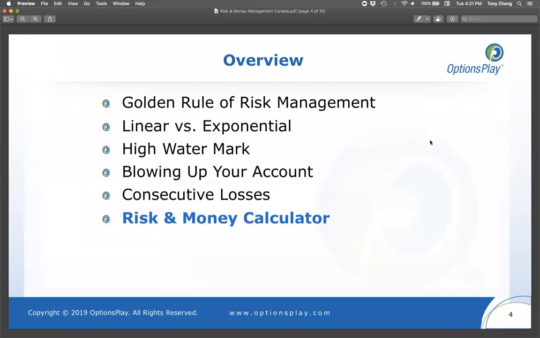So the first thing we're going to go over is the golden rule of risk management. What that golden rule is, I'm going to just lay it out from the very beginning. Not going to expose that at the end. And then what we're going to do is work backwards to really understand why the golden rule of risk management applies. To do so, we're going to first have to explore the difference between a linear versus exponential function, why that's so important in understanding the golden rule of risk management.